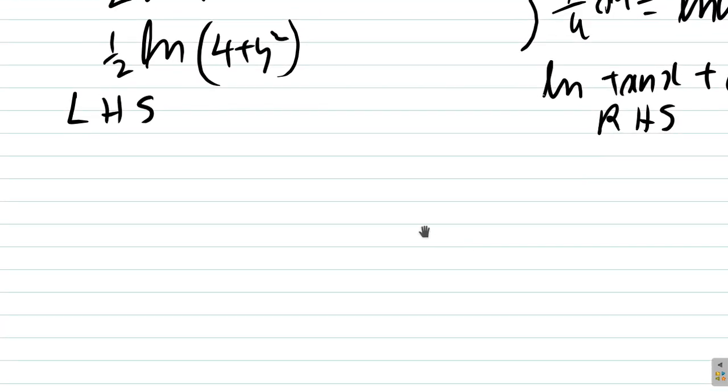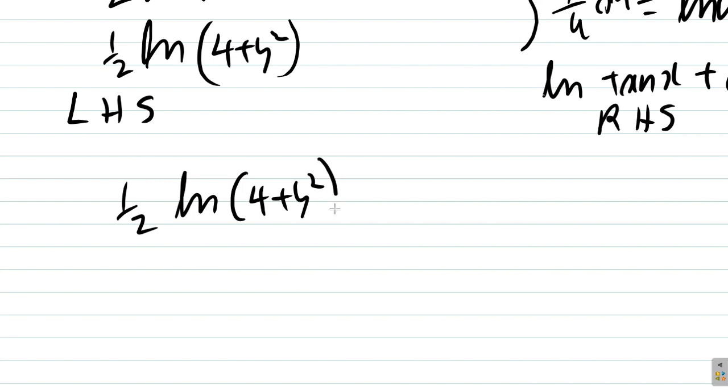So let's put them together now. What we have is half ln 4 plus y squared on the left hand side equals, on the right hand side, ln tan x plus c. Right? Now the fact is, you have a solution there, but let's see how we could simplify it.